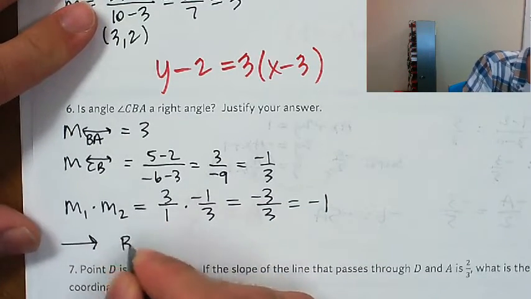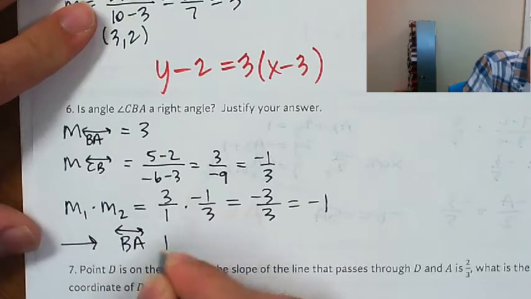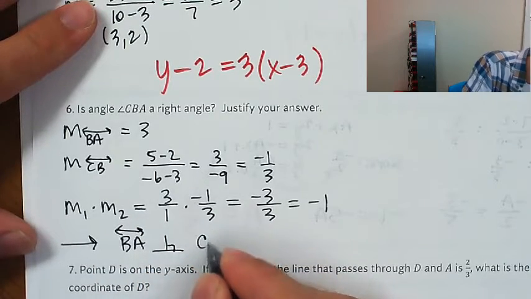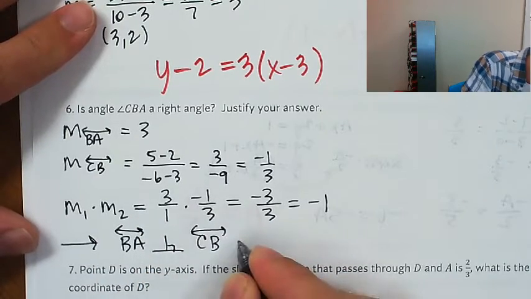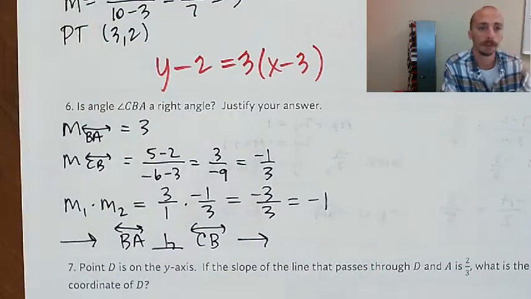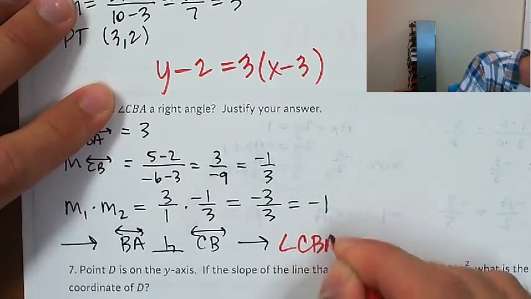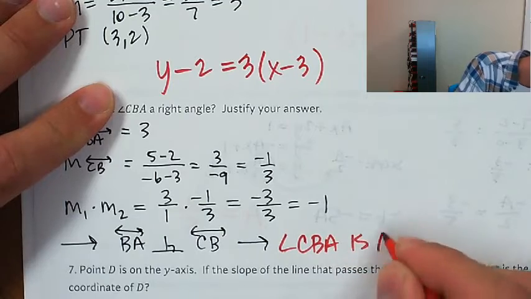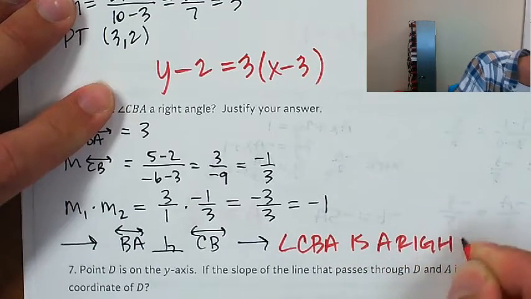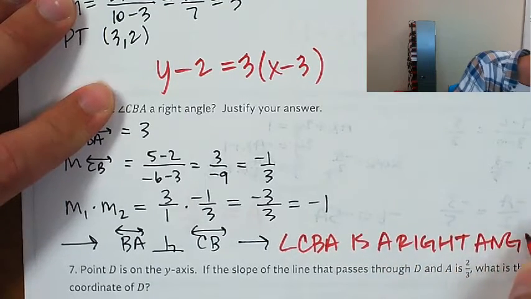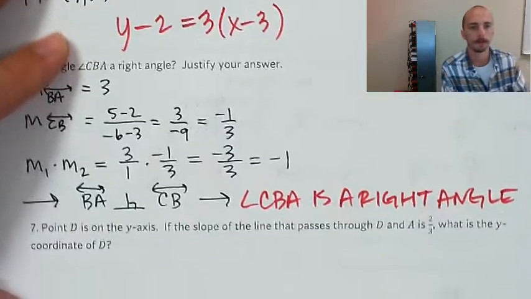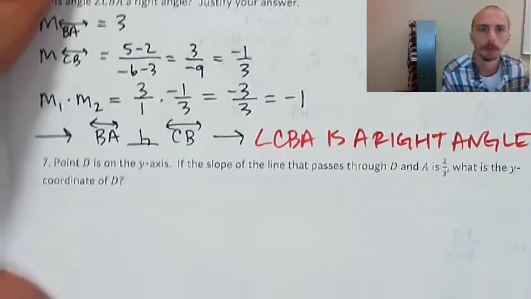As a result, I know that line BA is perpendicular to line CB. And from that, I know that CBA is indeed a right angle. Right? And that's how we would do that.